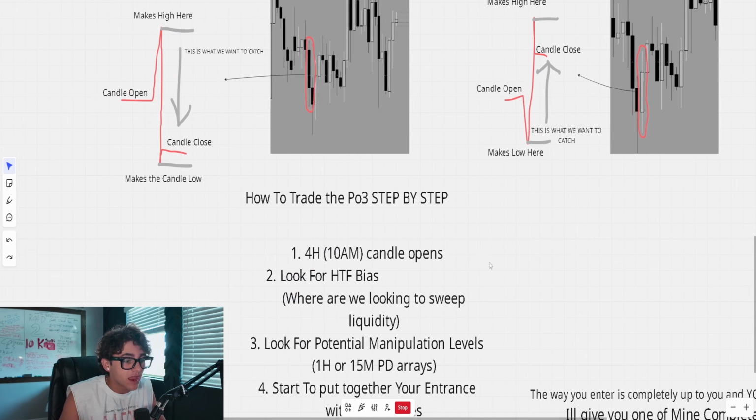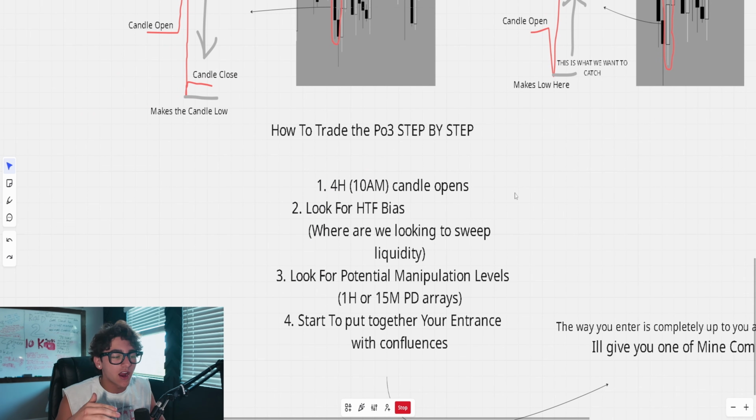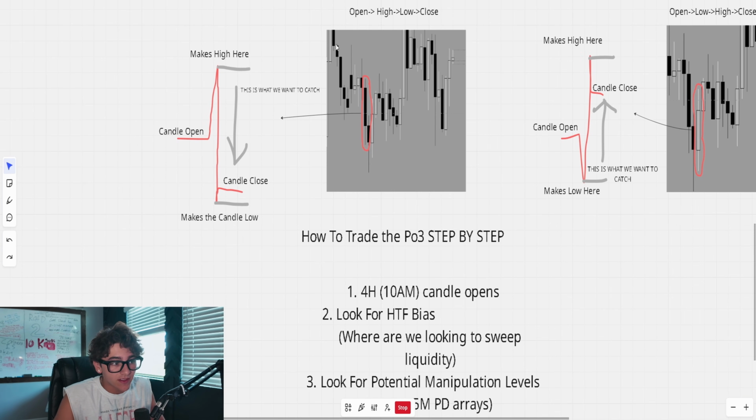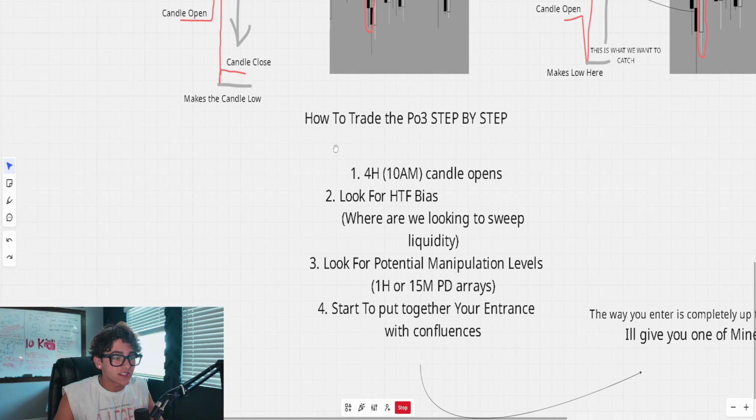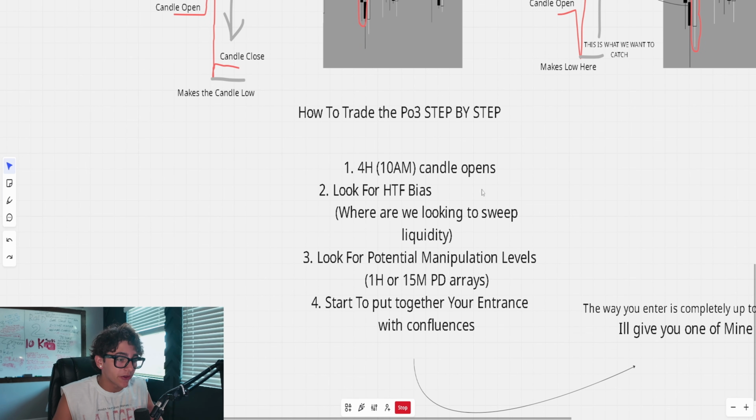So in this case, we have to find a higher time frame bias. In this case, this market is clearly bearish. So if we go to the market, let's say for this example that this is bearish. The 10 a.m. candle opens, the overall market has been bearish. If I'm bearish on the day, that means that I'm going to be waiting for the 4-hour candle to manipulate high before I take my trade to go low.